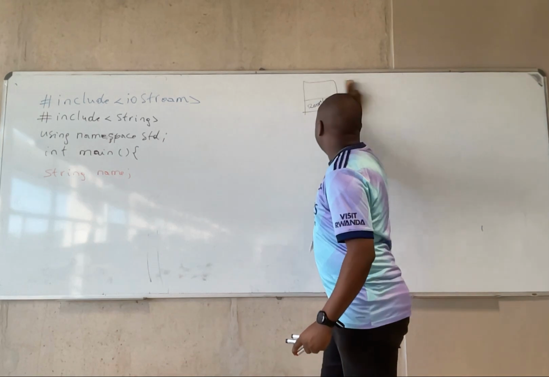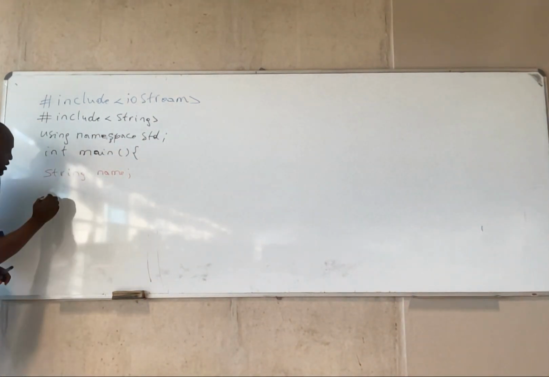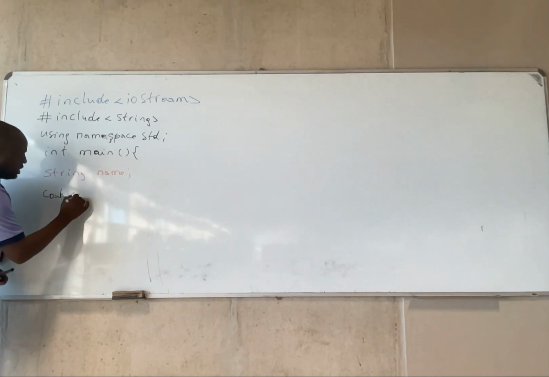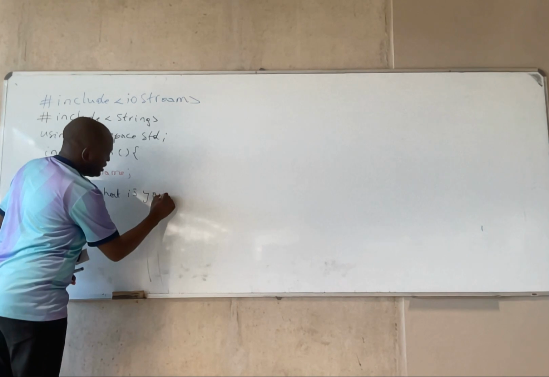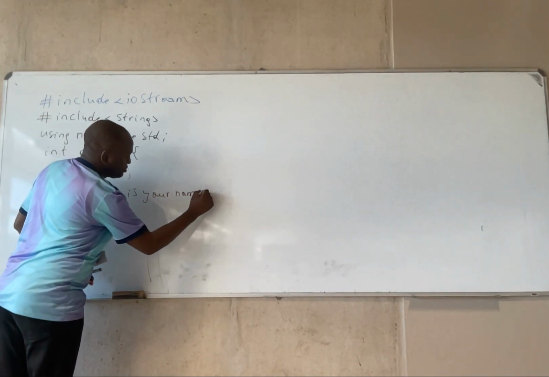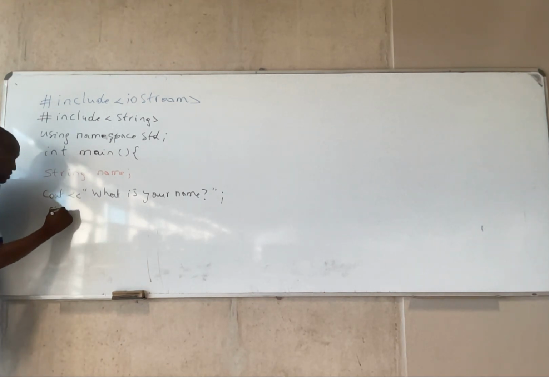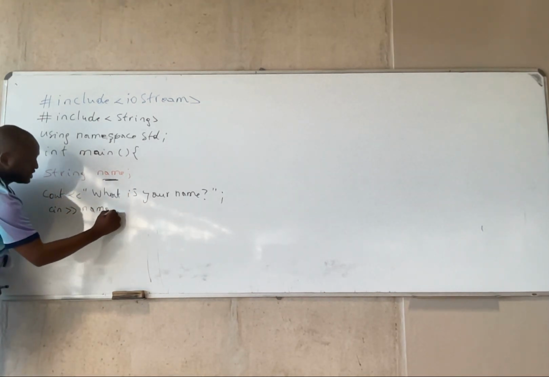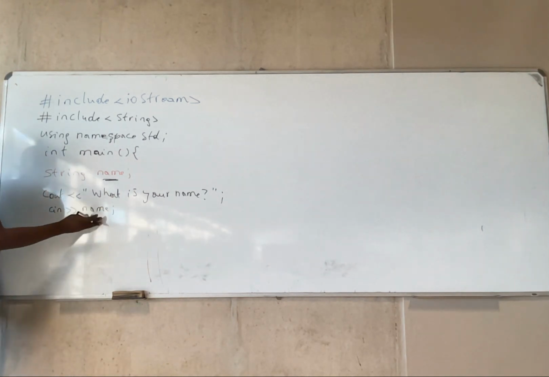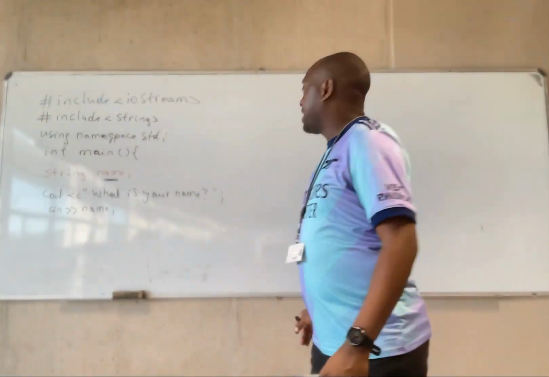Okay, so that being said, now you ask the user, cout, what is your name? And then cin, you can now use this variable that you just declared. So we say name. In that case, the computer will know what name is, so you don't need to put inverted commas around it, because you've already declared that particular variable.